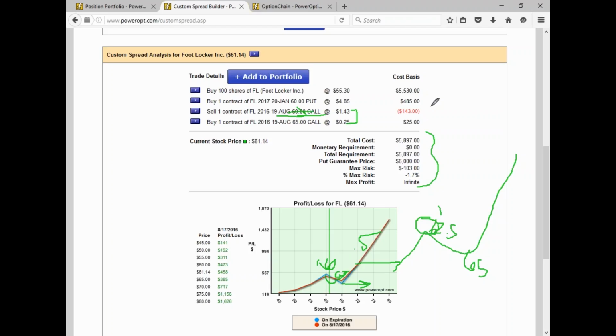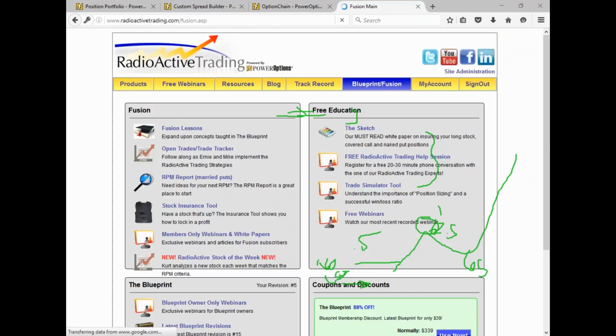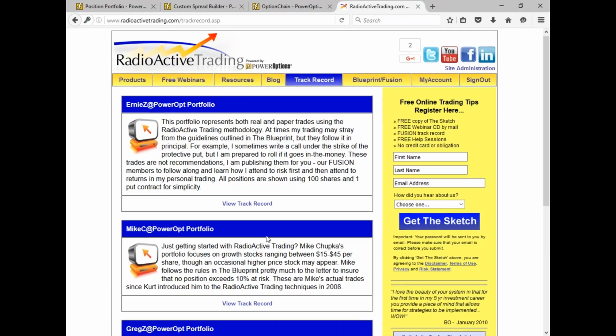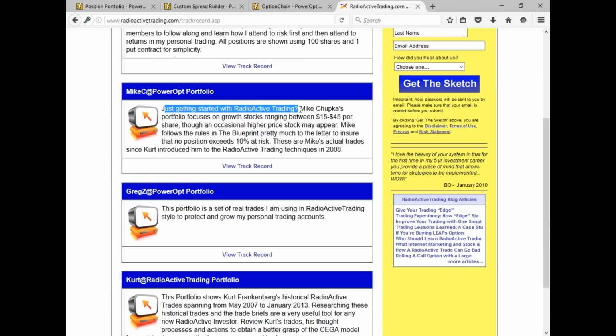Logging into Fusion right now, folks, ladies and gentlemen. Might as well talk about Fusion while I'm here. Let me clear up those drawings as well. All right, so let me go to the track record. Okay, and to answer your question, Leo, you can see it right here on the track record. My portfolio is just getting started.